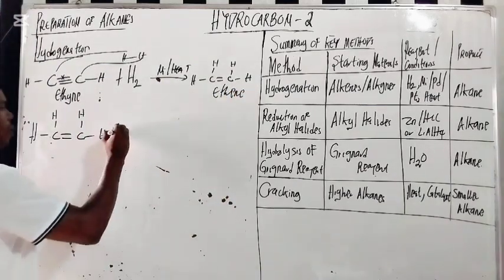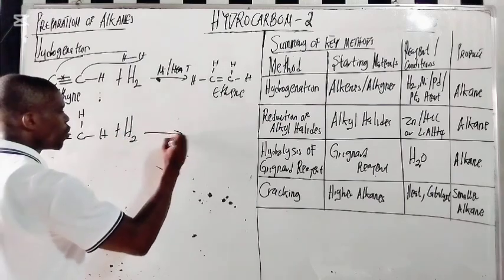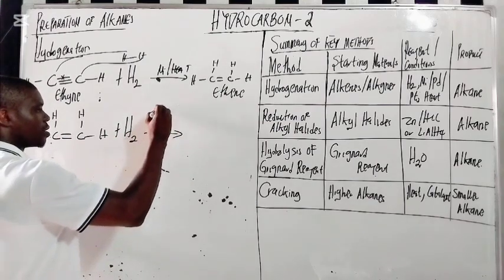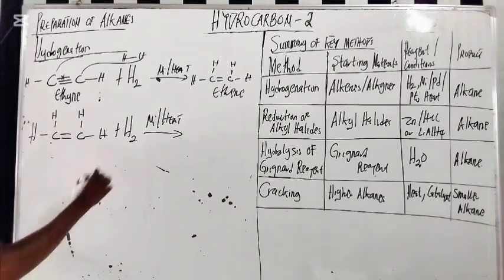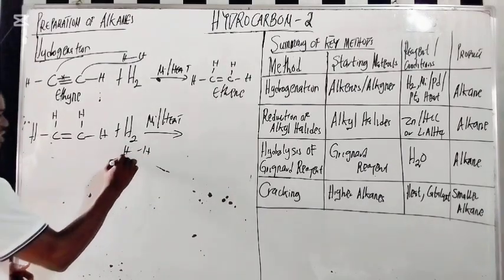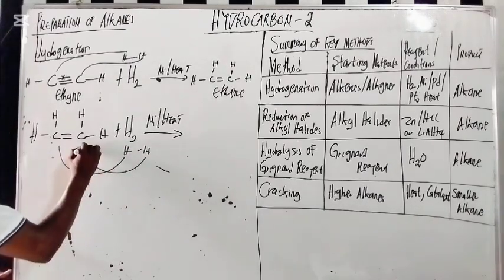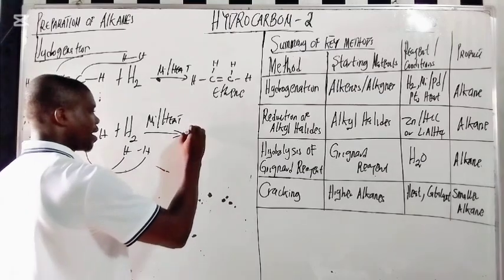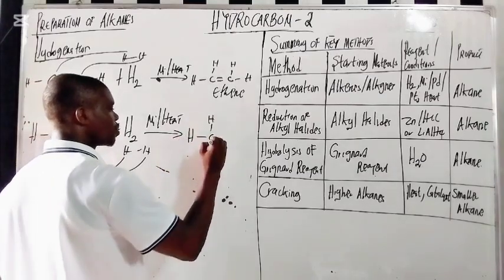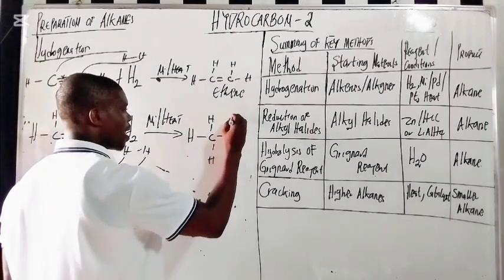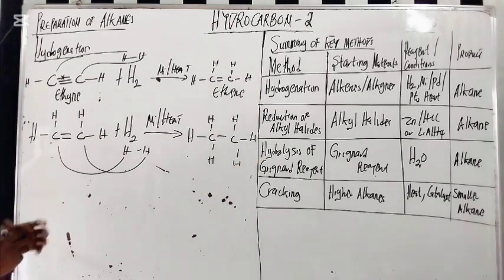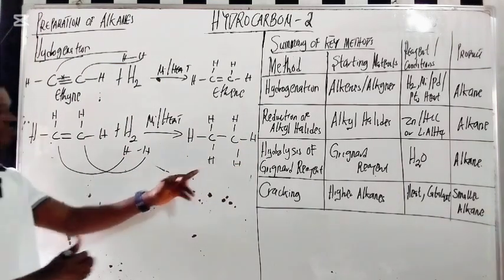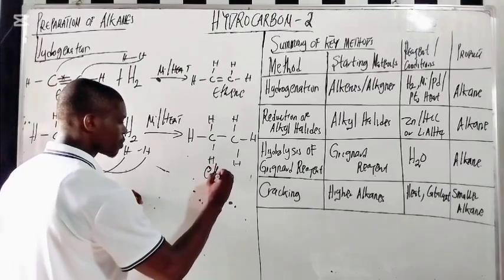So now you add another H2 to it. What happens here? We have nickel. The same thing: this one will move here, and this one will move here. What are you going to get? Here we have H, C, hydrogen, and hydrogen. Do you understand? You can see that this reaction is a two-step reaction, going through ethene.